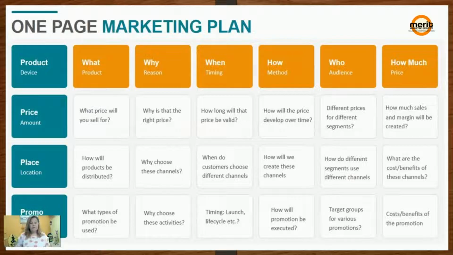We'll look at that on the next page. And then target groups for various promotions. Do we talk to men and women? Do we talk to young adults versus retirees? And what are the costs and benefits of those promotions and reaching out to them?